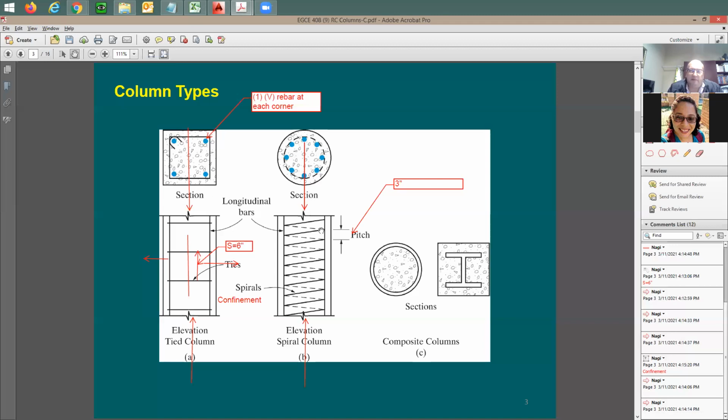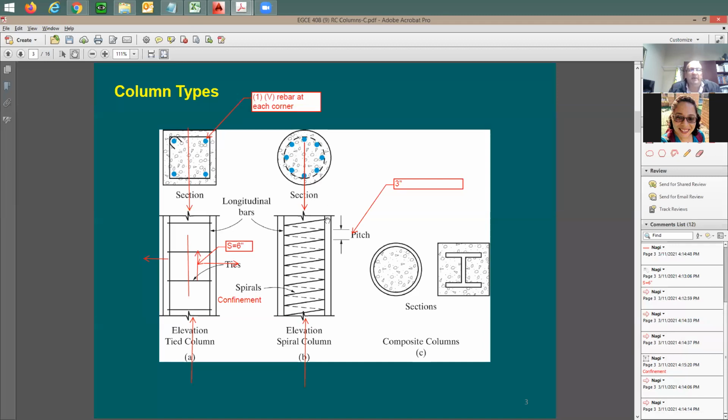This makes sense. And our reason is because the spiral itself is going to provide more confinement and is going to be providing additional axial force capacity to the column. And this is recognized in the code. I'm going to show you the difference. Maybe by next time you'll figure out the difference between the two when it comes to equations.